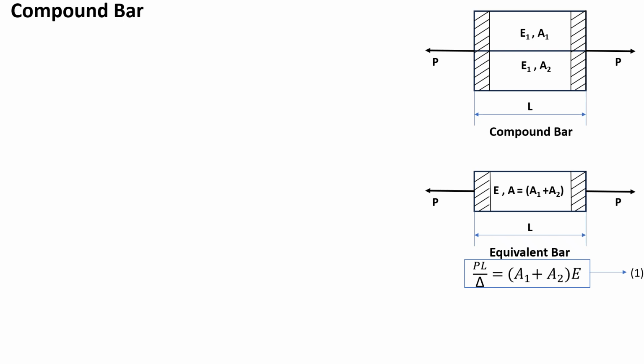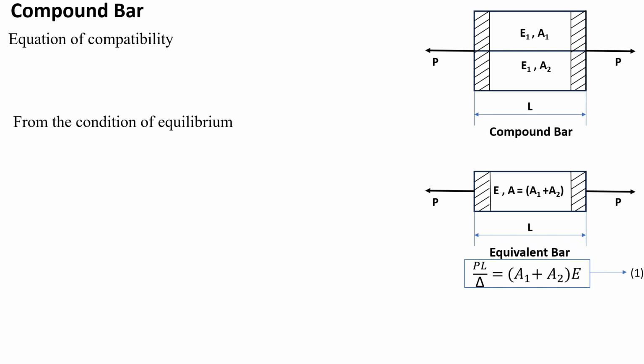Similarly, we determine the PL by delta value for the compound bar. We know that while solving compound bar problems we use two conditions. One is the equation of compatibility, and the other is the condition of equilibrium. The equation of compatibility is delta 1 equals delta 2, that is, the deformation of the first material is equal to the deformation of the second material. Then delta 1 can be written as PL by A1 E1, and delta 2 can be written as PL by A2 E2.